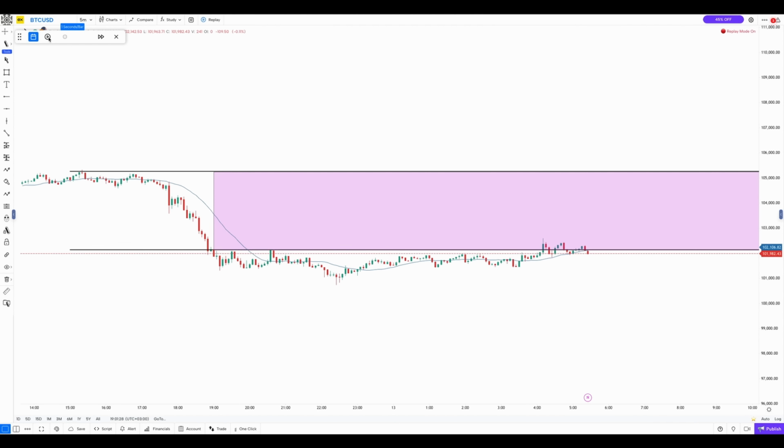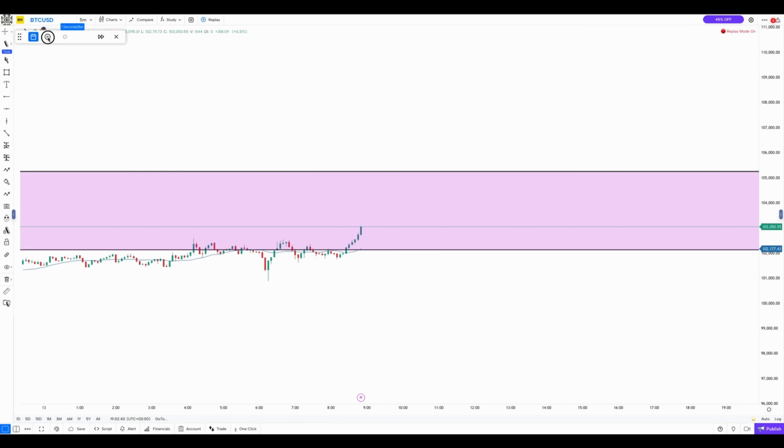There are some entries we could get around here, but the best one would be to wait for the market to actually come back inside of the tradable zone much better. All right, let's just wait for the market to pull back better inside. So we can see now the market has really pulled back inside of the tradable zone right here. So now here we are getting ready to enter or to get some entries.